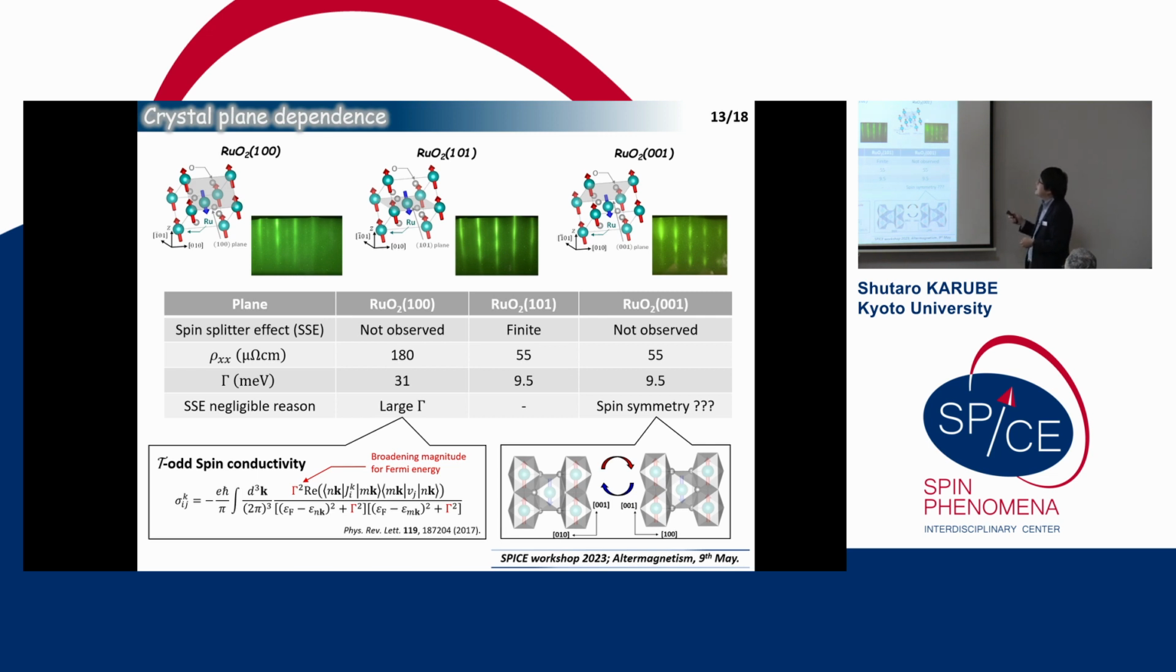On the other hand, as for the 001, the resistivity seems to be okay. It's comparable to the 101 case. So at this moment, we are not sure of the detail, but maybe this is related to the spin symmetry in this configuration, because this is just a crystal structure with magnetic moments. So maybe the spin symmetry should be related to the negligible spin splitter effect, but we are not sure now. So I want to discuss this point with a theoretician after this talk.